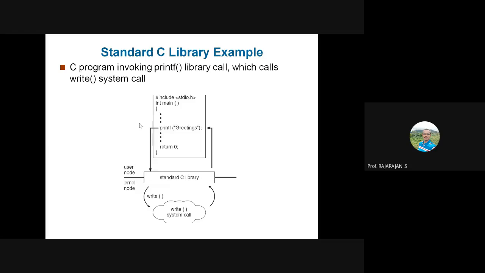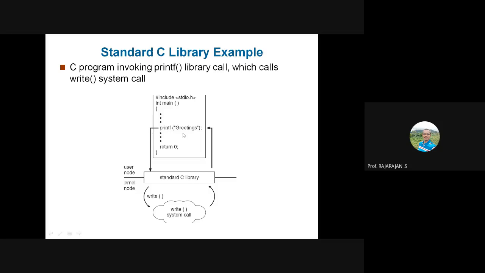This is an example of how this happens. This example is about a printf. So whenever you write a C program which has a printf function call, what really happens behind is that this printf is connected to a system call called write function. So the write is actually the system call within the OS which has the necessary functionality needed by the printf, which is displaying some string on the monitor.